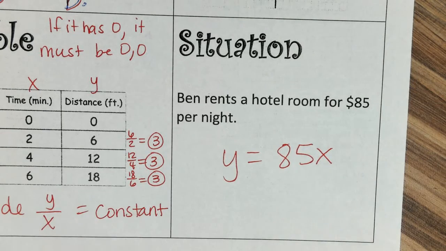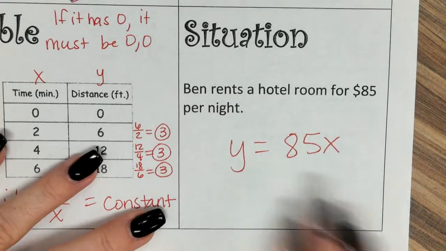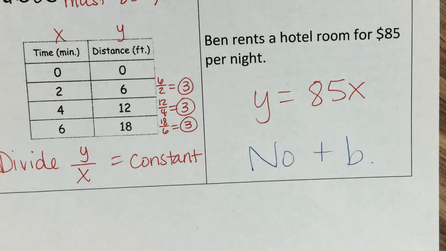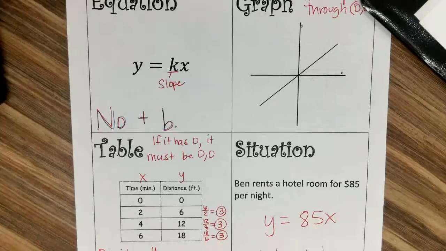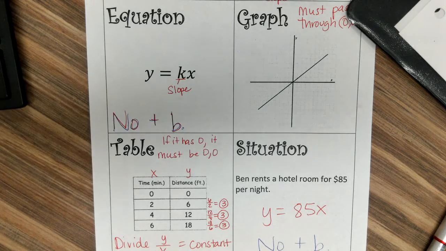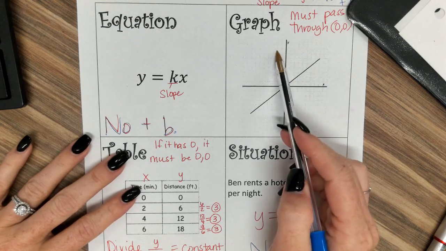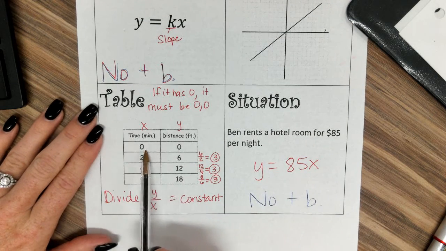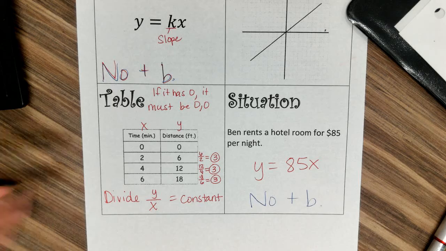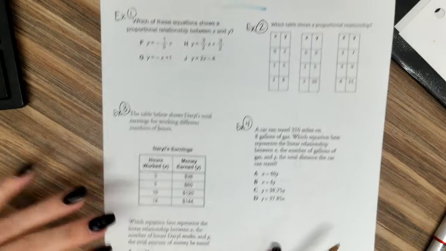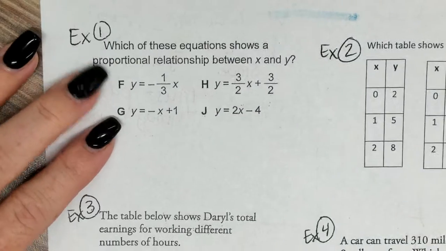Do you see how there's no plus b? This is proportional because there's no plus b. Do y'all think this is easy? All right, let's go over what we just learned. In an equation, to be proportional, there cannot be a plus b. On a graph, all you have to do is check to make sure it passes through 0. And on a table, if it has 0, it must be 0, 0. And when you divide, you'll get the same number. That's it. So let's do some examples together, and then you'll get your assignment.